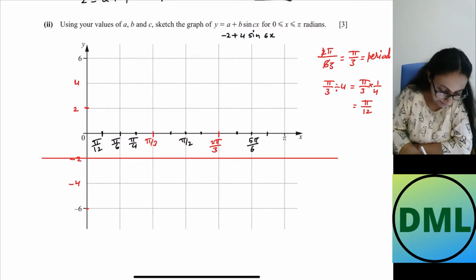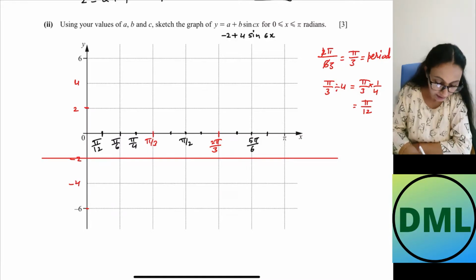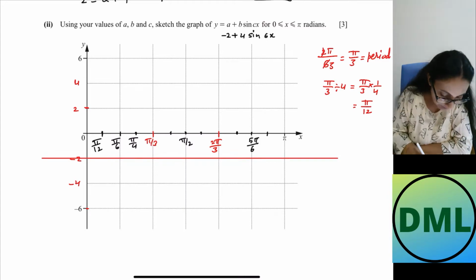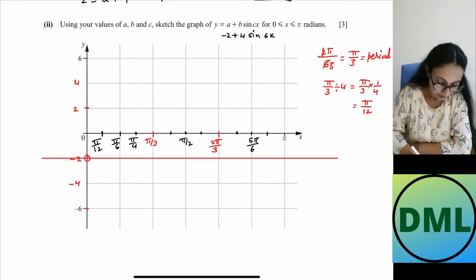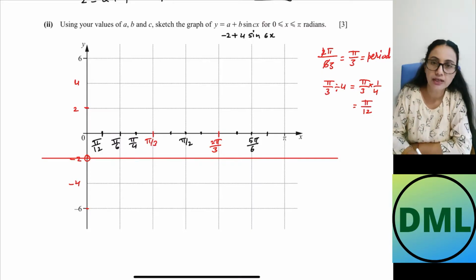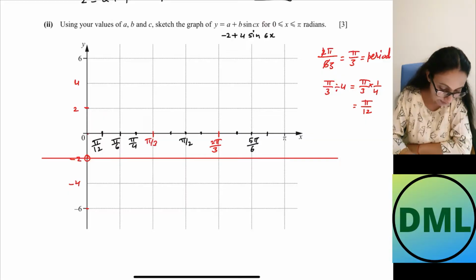I have divided from 0 to pi by 3 into 4 equal parts. 1, 2, 3 and 4 equal parts. I need to plot my sine graph now. Let's plot it. It will start from the axis, so that means it will start from -2 here. Pi by 12, it will touch the amplitude. How much is the amplitude? Amplitude is 4. So it will be 2 and 2, 4. That means my point will come here.